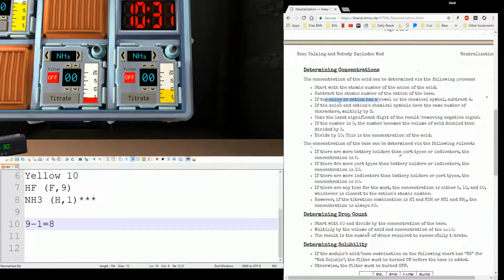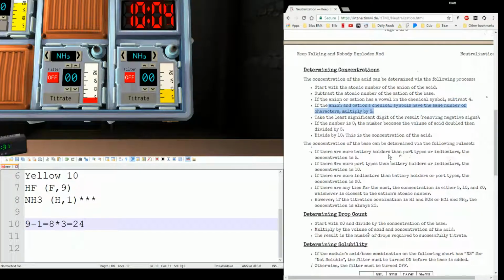If the anion or cation has a vowel in the chemical symbol, so in these symbols, not the whole thing, just the symbols of the cation and anion, if there's a vowel, we're going to subtract 4. We don't have a vowel. We have H and F. If the anion and cation's chemical symbols have the same number of characters, triple, multiply by 3. Yeah, they're both one character, so we are going to multiply by 3. We're going to triple that.